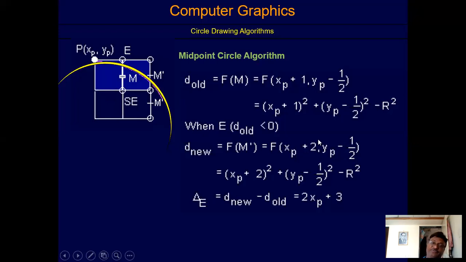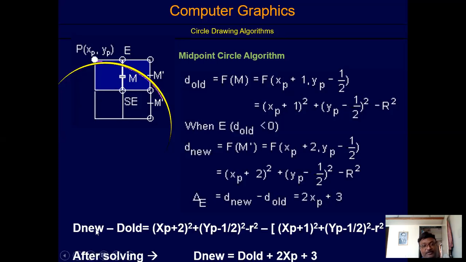So that calculation we have already performed in Bresenham's. In Bresenham's also we have subtracted the decision parameter new value and decision parameter old value. So that has become 2xp plus 3 is my new decision parameter. So what is d new minus d old? So that I have subtraction right over here: xp plus 2 whole square plus yp minus 1 by 2 whole square minus r square. So that I have subtracted in the square bracket.